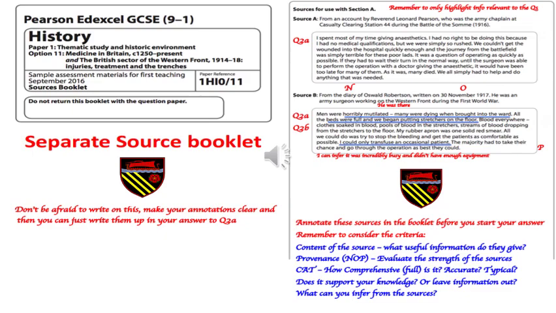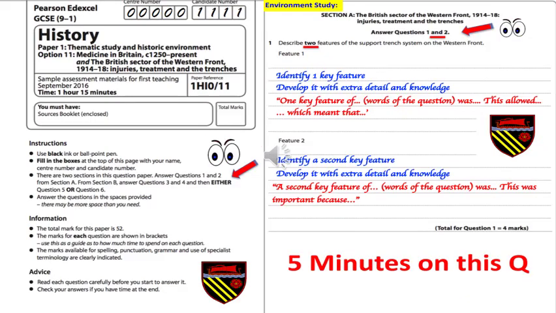Okay? Right, first of all though, the very first question you'll answer doesn't need any of those sources, so I'll just discard those for the first section. The very first question you will be required to answer will be describe 2 features of. In this case it's describe 2 features of the support trench system on the Western Front. Note that that doesn't specifically ask you anything about medicine. Okay, so you could be asked something that is just about the Western Front.